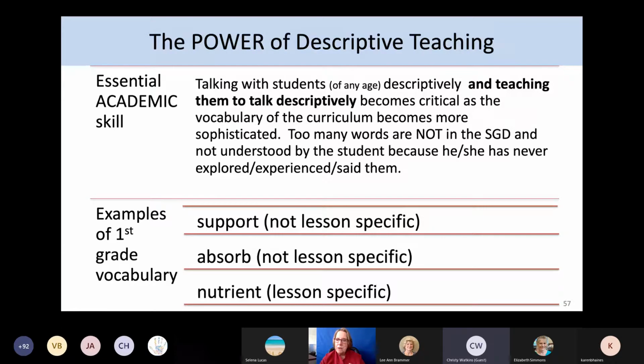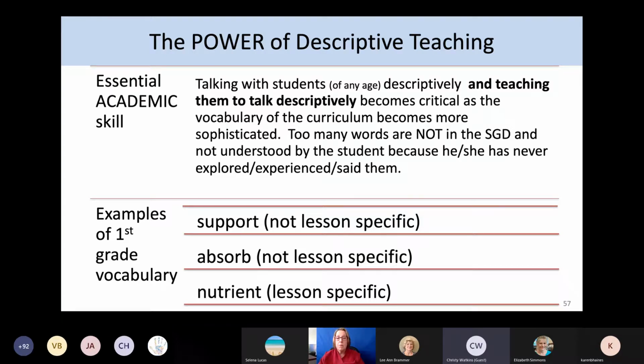And I would not say it's even lesson specific. You know, we talk about his supports on his chair. We talk about having better support in the classroom. This is not a word that's unique to this lesson. That's what I mean by not lesson specific.